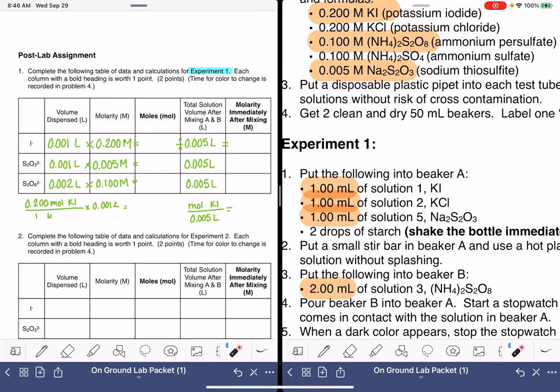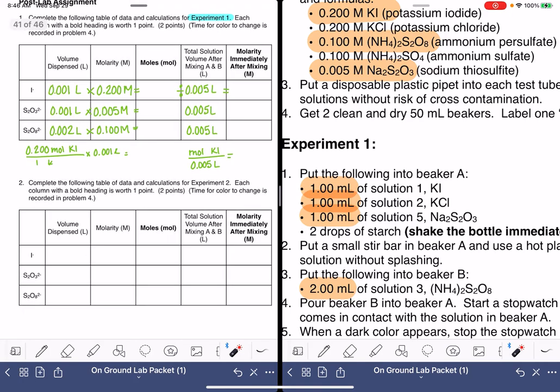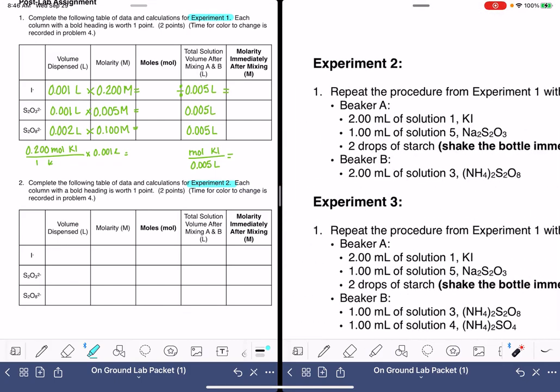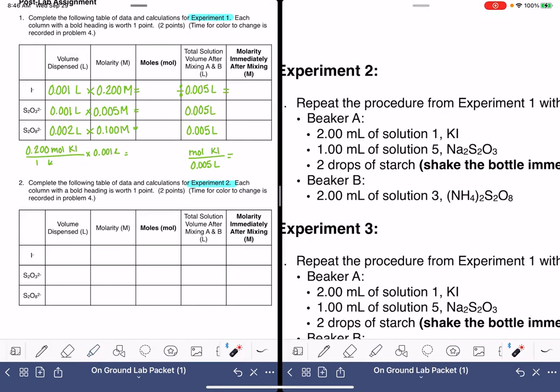Once you get that data table done, you're going to do the exact same thing for experiment number two. So we want to consult the procedure for experiment number two because the volumes have changed a little bit.